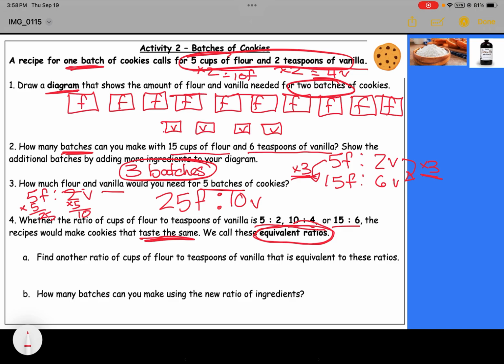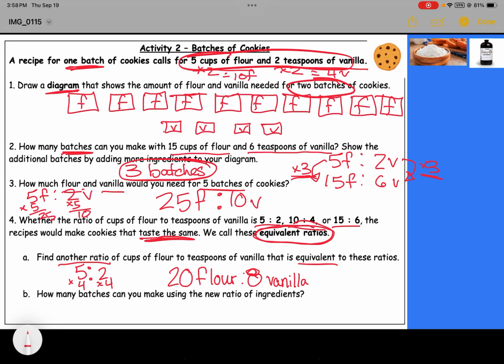So question A says, find another ratio of cups of flour to teaspoons of vanilla that is equivalent to these ratios. So you can come up with another one. We've already found out how much for 3 batches and how much for 5 batches. So pick a number, multiply each of the ingredients by the same number for both of the ingredients, and that would be an equivalent ratio. So for example, I might want to multiply each of mine by 4. I'm going to make 4 batches. 5 times 4 is 20, so it'd be 20 cups of flour. And 2 times 4 is 8, so 8 teaspoons of vanilla.